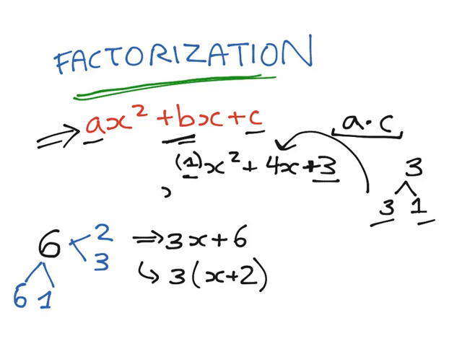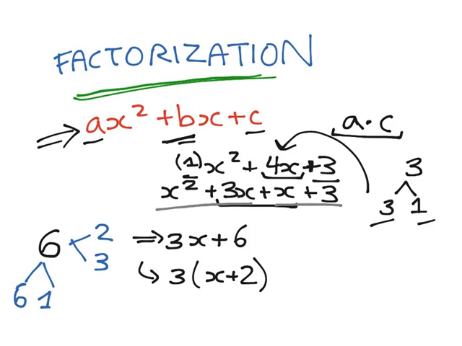So, we write it out, x squared plus 3x plus x plus 3. 3x plus x is equal to 4x. So, we've just expanded our b value out a little bit here. Now, we factorize both sides. x squared plus 3x factorizes out into x times x plus 3, because if we take one x out of both x squared and 3x, we get x plus 3.